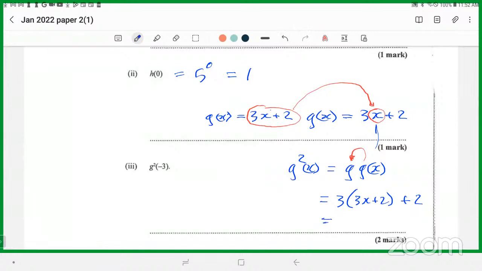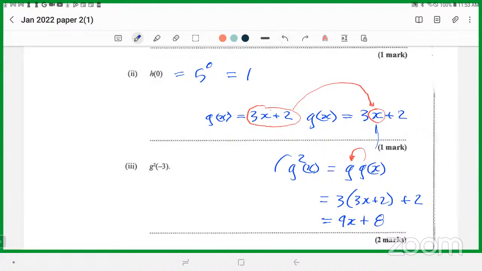You could expand it out now, and then the 3 is 9, that's 9x. 3 times 2 is 6. 6 and 2 is 8. So this will be plus 8 if you were to work it out. Let me leave this on the screen. I can maybe use it and show you. All right? So the g squared equals this.